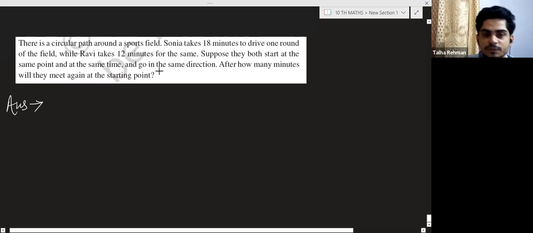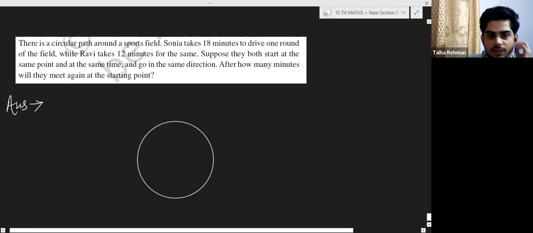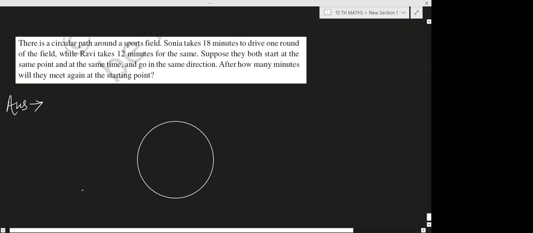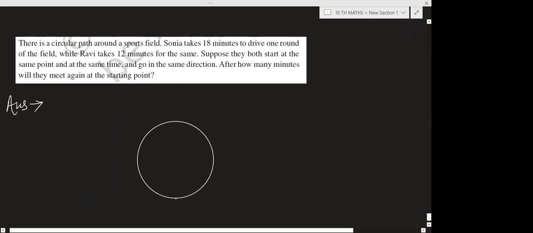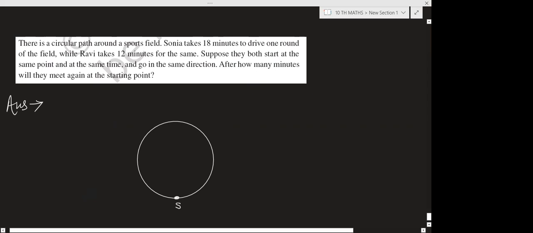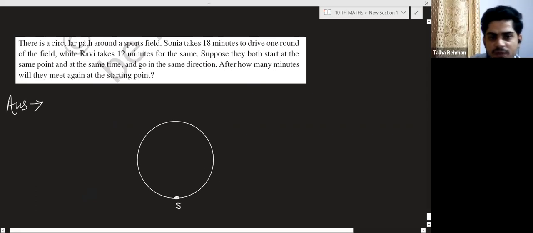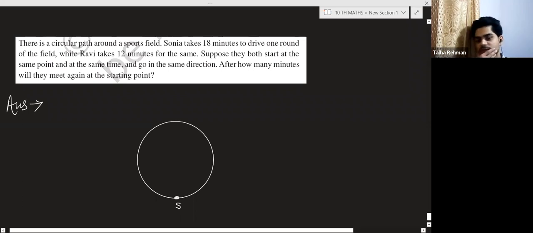There is a circular path around the sports field. Sonia takes 18 minutes to drive one round of the field. Suppose Sonia is driving a car and completes a single round in 18 minutes. And there is one more person, Ravi, who takes 12 minutes for the same. Ravi takes 12 minutes for making a round.